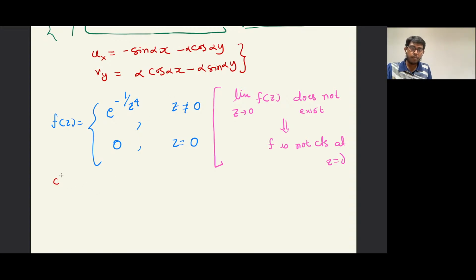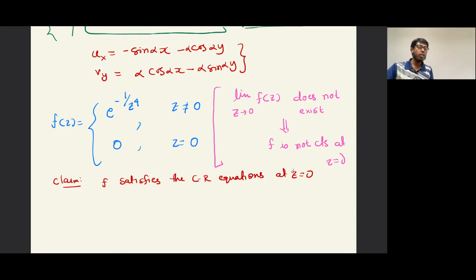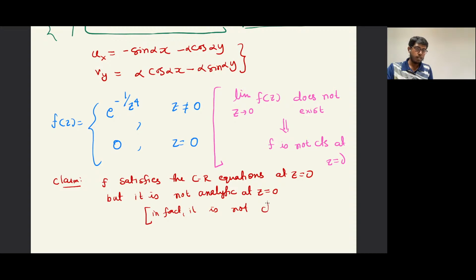So my claim, let me write that f satisfies the CR equations at z equals to 0. Indeed, it satisfies the CR equation on whole of C, but on all other parts of the complex plane, it's very easy because it's analytic. So only at z equals to 0, but it is not analytic at z equals to 0. Okay, and indeed, as I told, in fact, it is not continuous at z equals to 0. Okay. So if z equals to 0, it is not continuous.